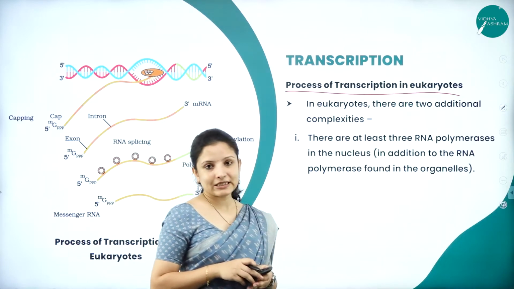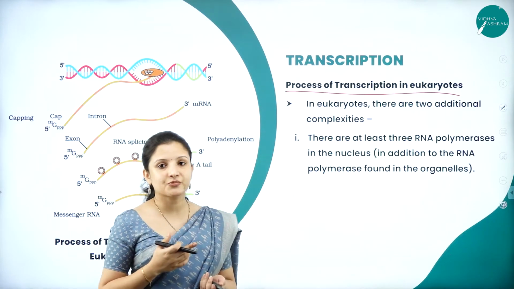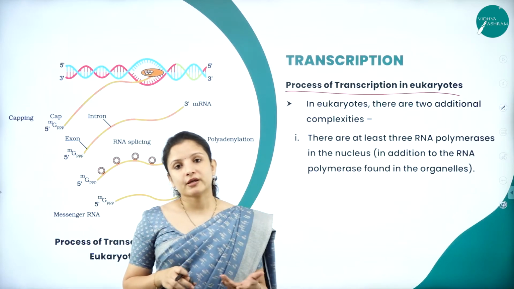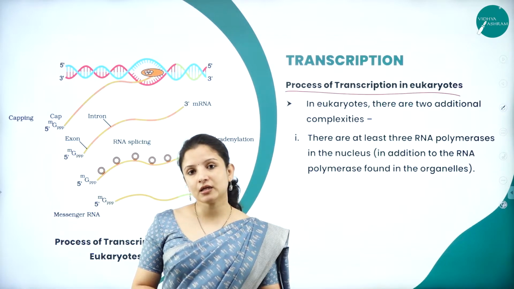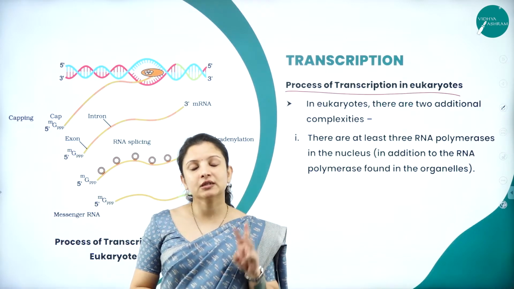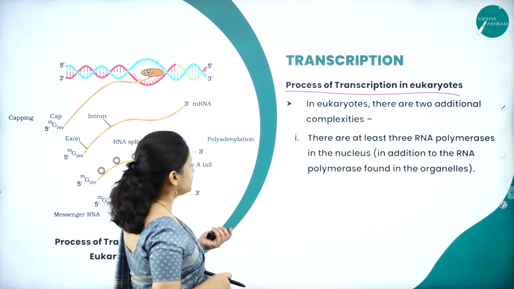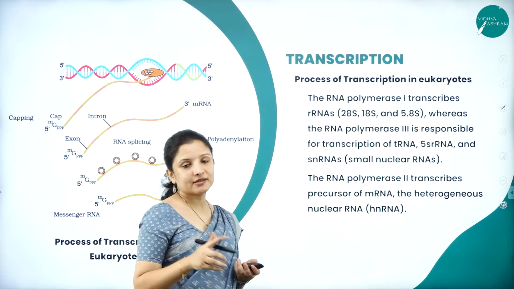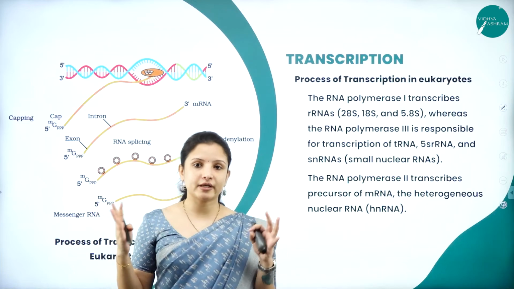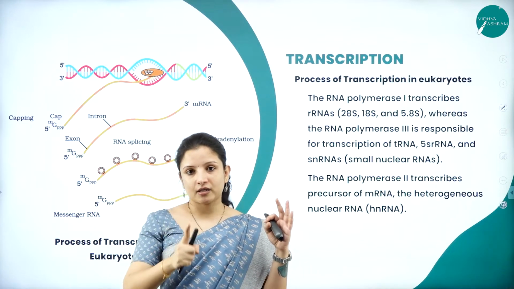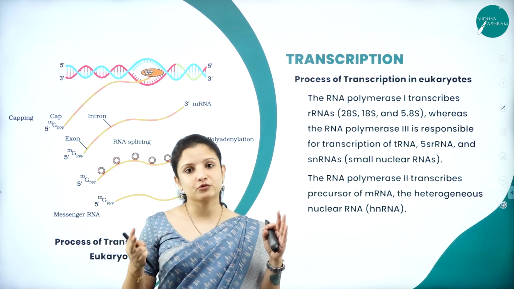Here at least 3 RNA polymerase enzymes participate in the process of transcription in eukaryotes. In prokaryotes we had studied that only one transcription enzyme participates, right? That was the RNA polymerase enzyme. But in eukaryotes, 3 different RNA polymerase enzymes participate: RNA polymerase 1, RNA polymerase 2 and RNA polymerase 3. Here itself you need to understand the difference. In prokaryotes, only RNA polymerase participated. In eukaryotes, RNA polymerase 1, 2 and 3 participate in the process of transcription.